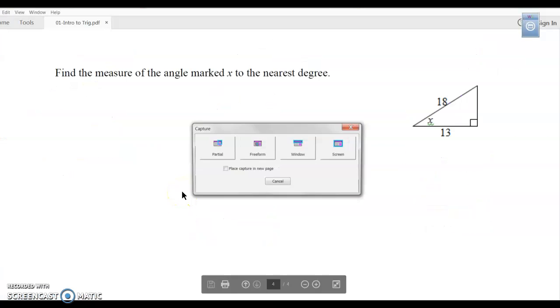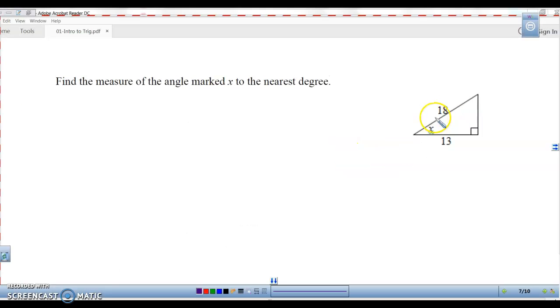To find the measure of the angle marked x to the nearest degree. This is the acute angle that we're looking for, but this time we don't know where to look in the column yet. So what we have to do is figure out what ratio column we have to look for.